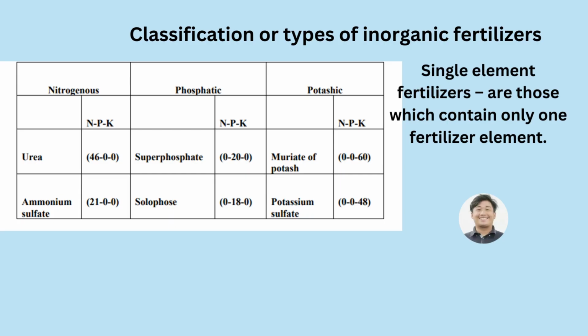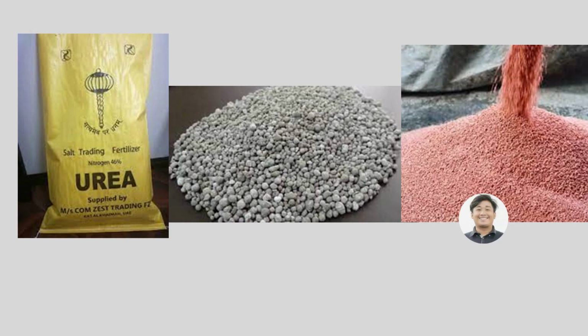So here are the classifications or types of inorganic fertilizers. First is the single element fertilizers. These are those which contain only one fertilizer element. Here is an example of single element fertilizers. For our nitrogen source, we can use urea, for phosphate, we have phosphate stones, and for our potassium, we can have potash.